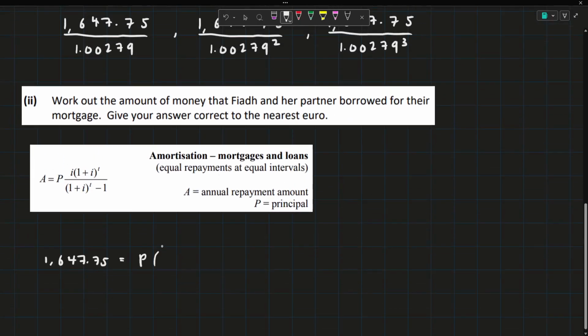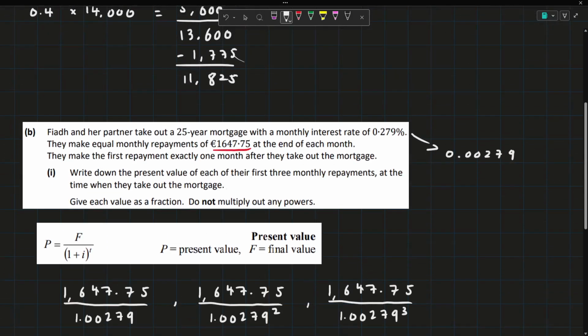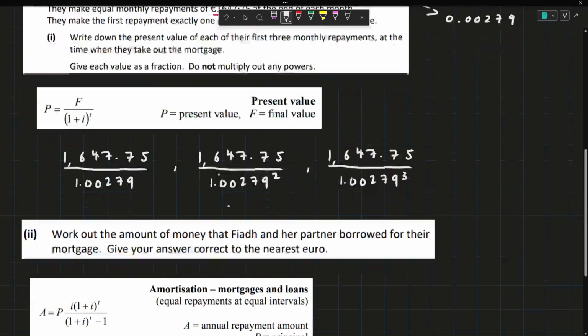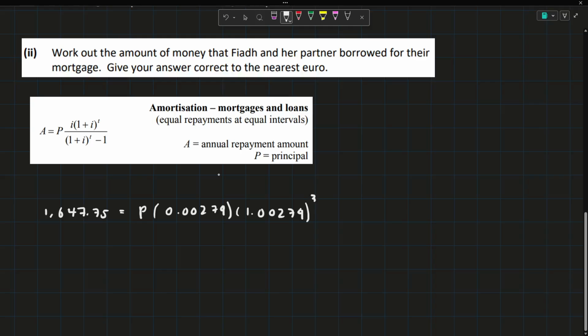So i is going to be 0.00279. Then we multiply that by 1 plus i, so 1.00279, to the power of the time. Remember that's in months, so it's 25 years and 12 months in each year. When you do 25 times 12, you'll find that it equals 300. Then we divide that by 1.00279 to the power of 300, minus 1.